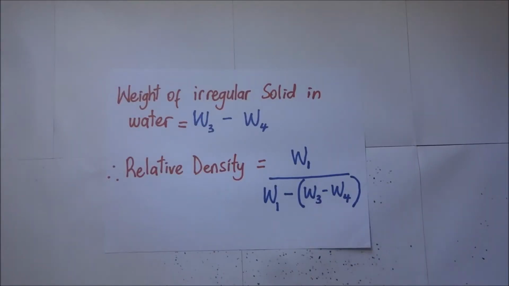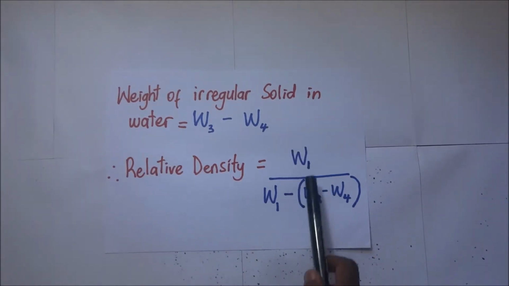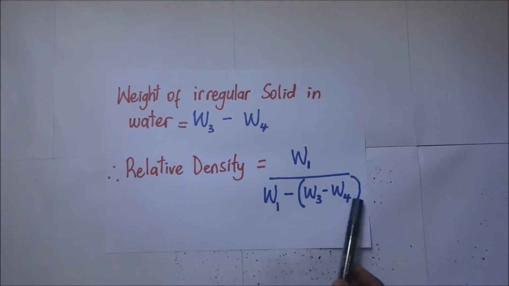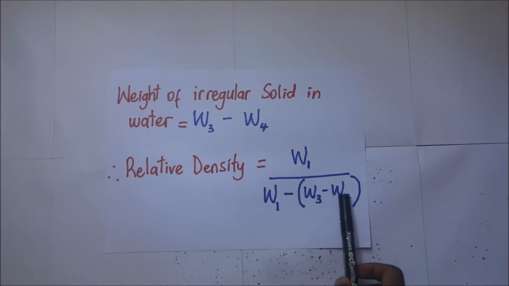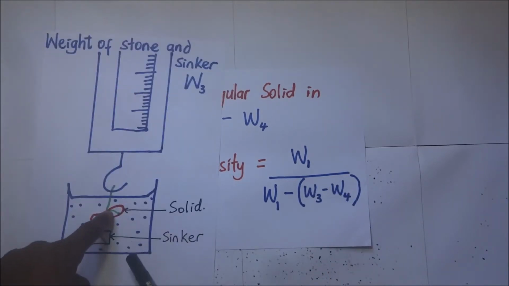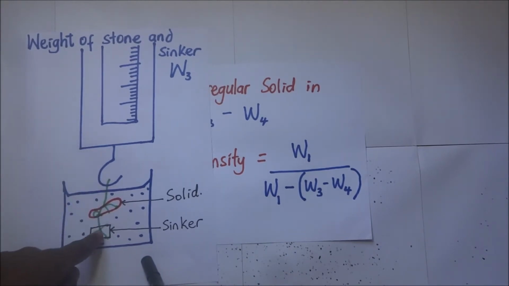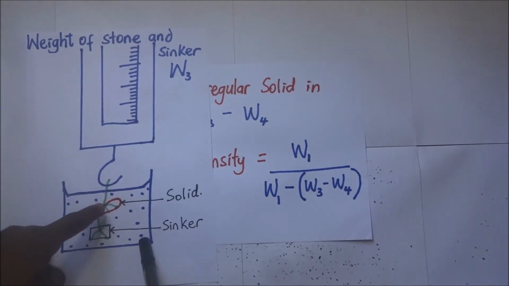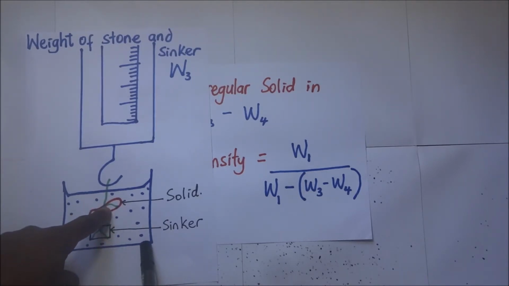This comes from the premise that the relative density is W1, the weight of the solid when it is in air, divided by the apparent loss in weight. The apparent loss in weight is given by the weight in air minus the weight of the solid in water. Now, when this solid was in water, it was there together with the sinker. That is why the weight recorded was the total weight of the solid and the sinker. But now we are only interested in the weight of the solid.